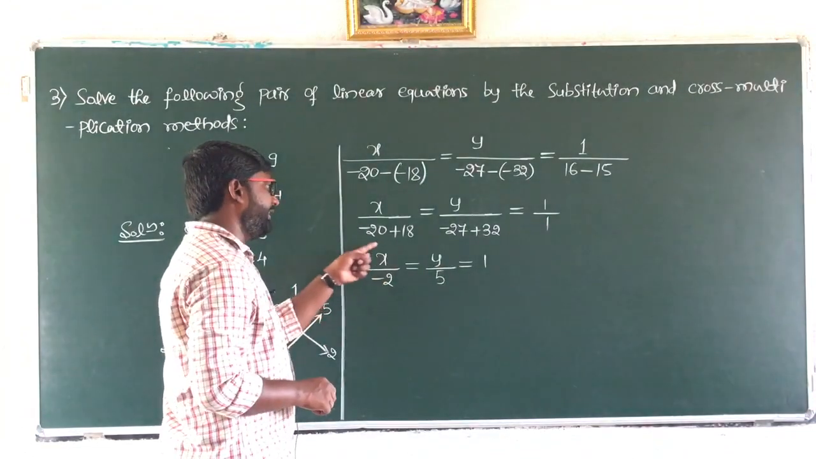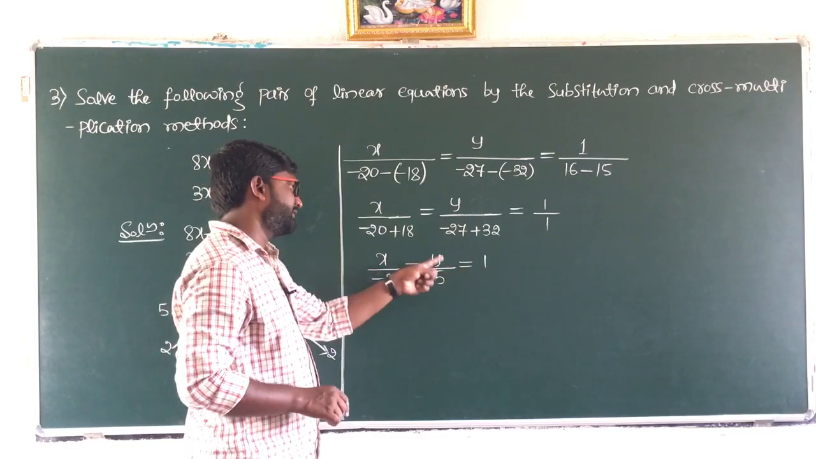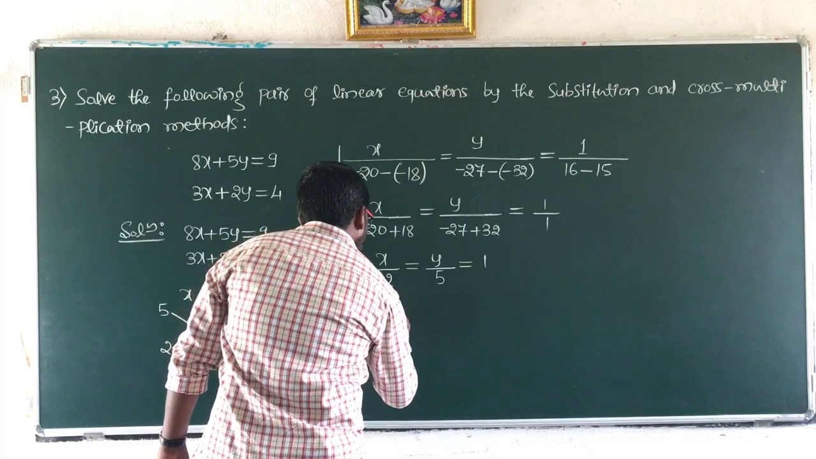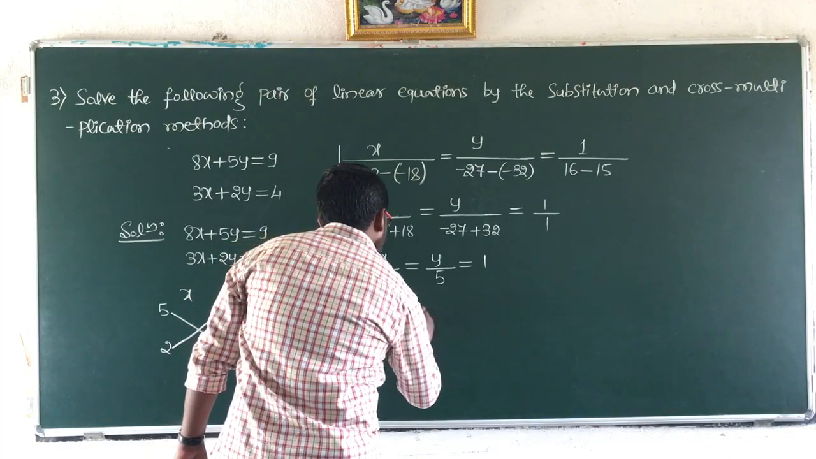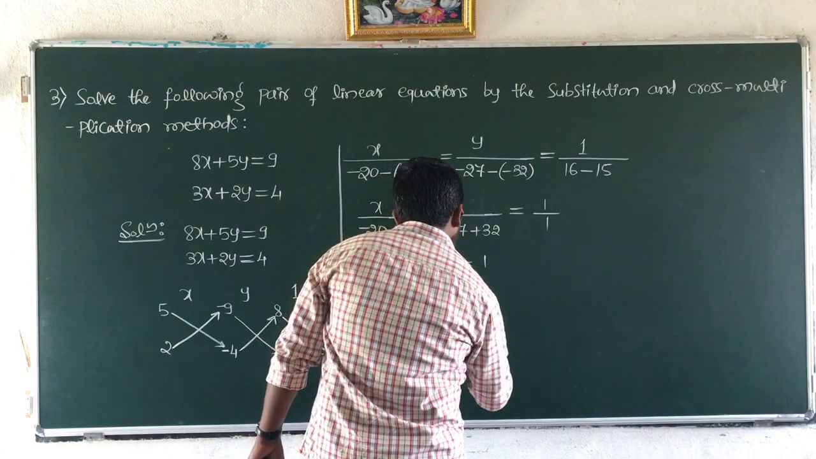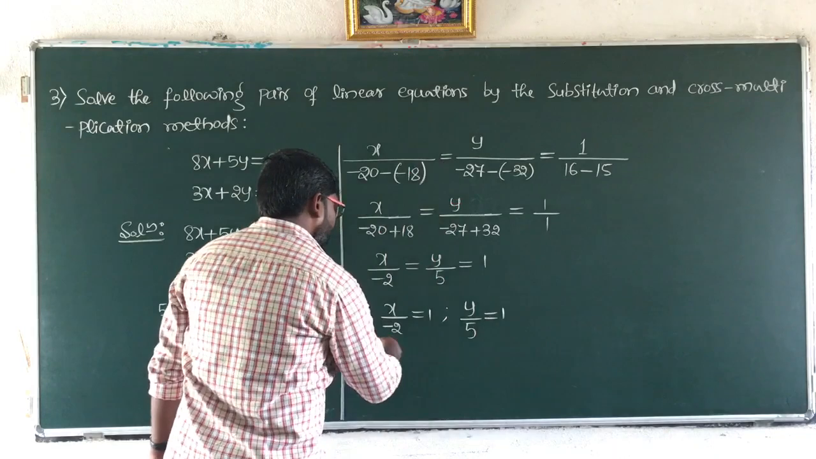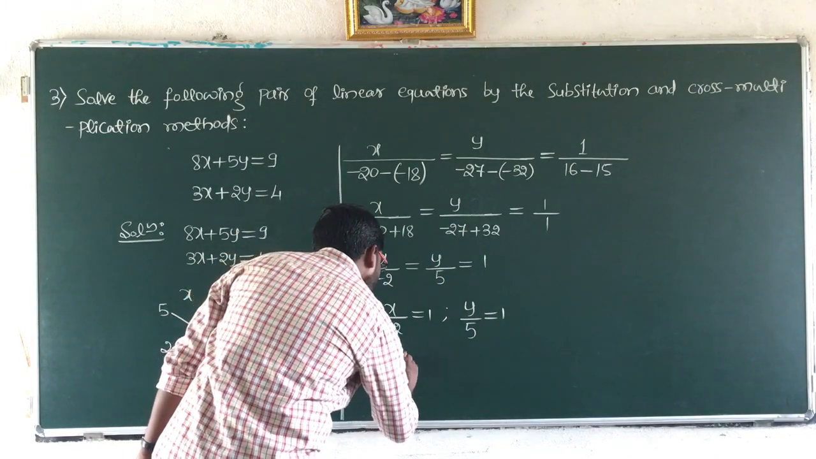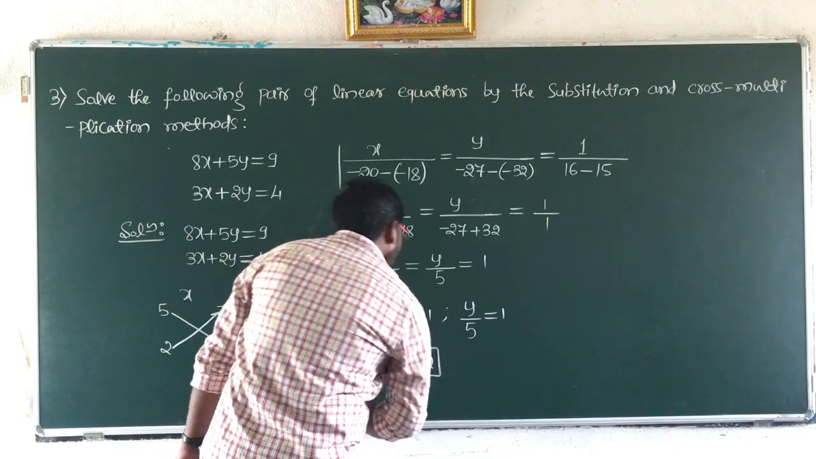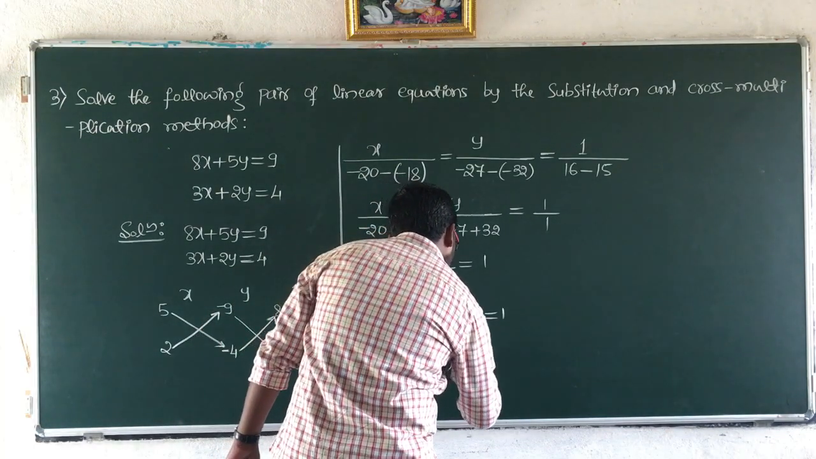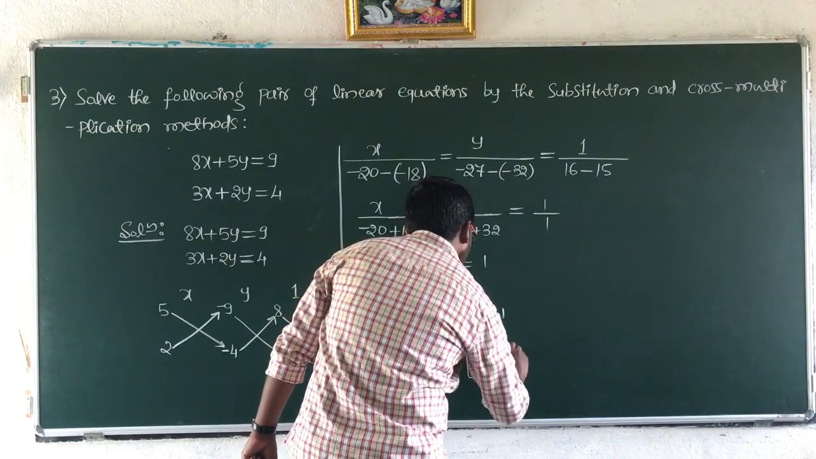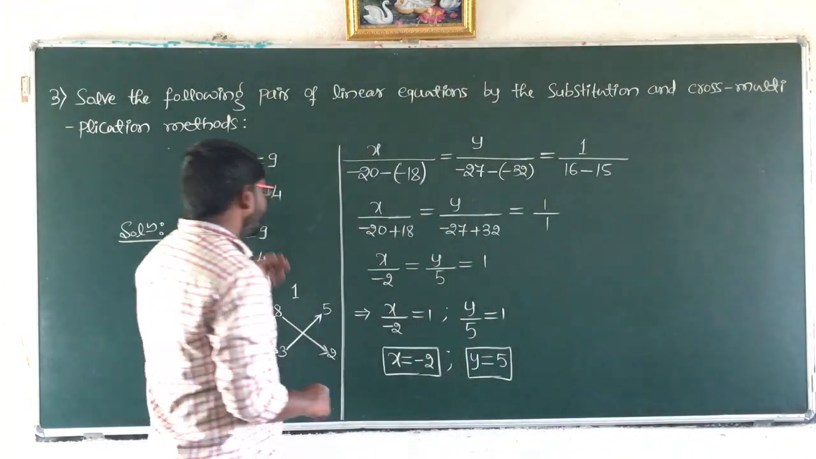So now equate the first term with the last one and second with the last. So this implies x by minus 2 is equals to 1, and then y by 5, which is equals to 1. So now take minus 2 to the RHS, it will be multiplied with 1, we get minus 2. X is equals to minus 2, and then y, which is equals to 5. So this is all about the third main question.